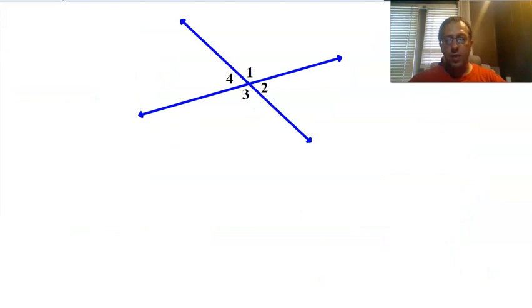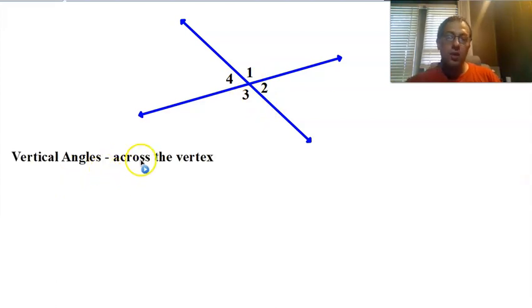Okay. So, last thing. When two lines intersect, it's going to create four angles. And these four angles have some special relationships. First thing, vertical angles. Vertical angles are directly across the vertex from each other. Okay, so that would be angle 1 and angle 3 are vertical angles. They're across the vertex. Okay, also angle 2 and angle 4. Vertical angles has nothing to do with up and down. Okay, it means they're across the vertex.